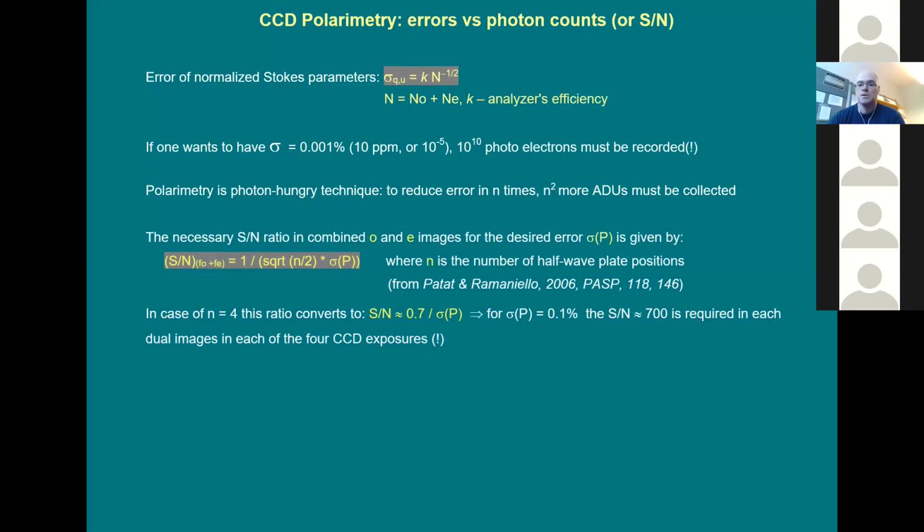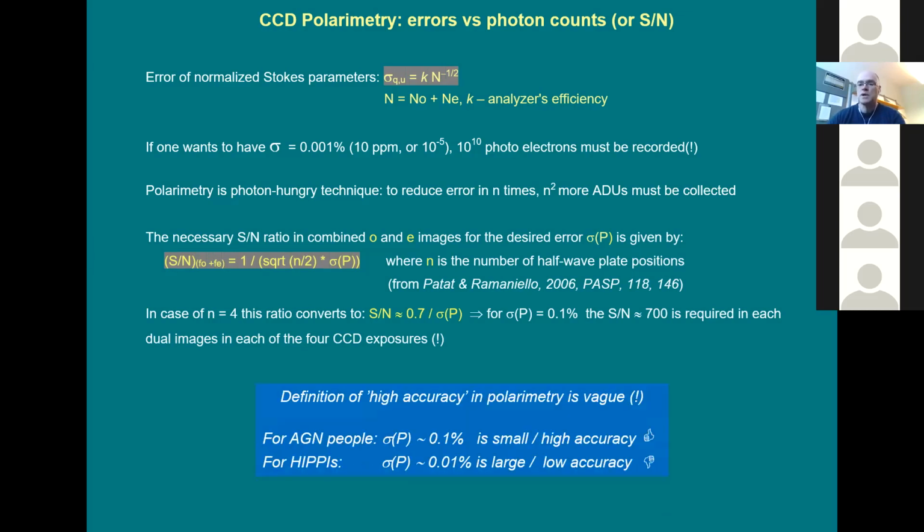Another important formula relates a signal to noise ratio in combined O and E images to the desired sigma P. It is just copied by me from the paper published by Patat and Romaniello. And according to this formula, if your number of half-wave positions is 4, it converts to a very simple ratio. The signal to noise is equal to 0.7 divided by sigma P. So if the desired sigma P is 0.1%, the signal to noise which is required is 700 in each of the dual images and each of 4 CCD exposures.